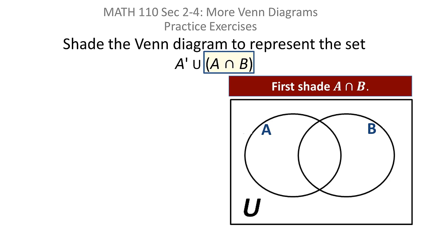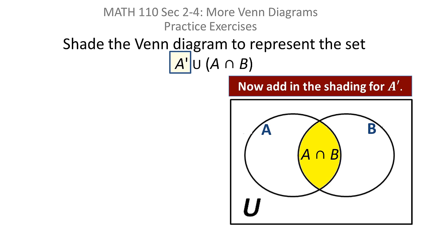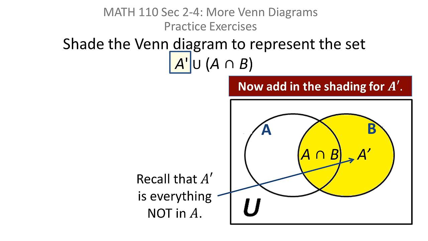I might start off with that part in parentheses, the A intersect B. So if I shade that on there, I know the intersection of A and B is just the overlap. That's easy enough. Now I'm going to add in the shading for the complement of A. Remember, the complement of A is everything that's not in A. So the rest of the set B is certainly not in A. This part of B is not in A, so it's in A complement.